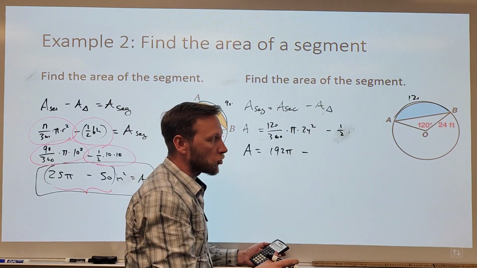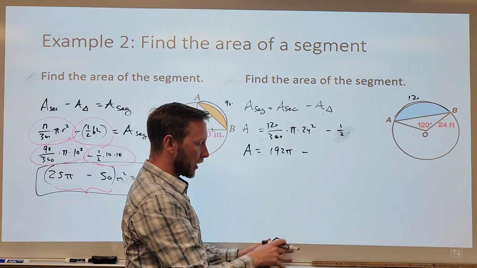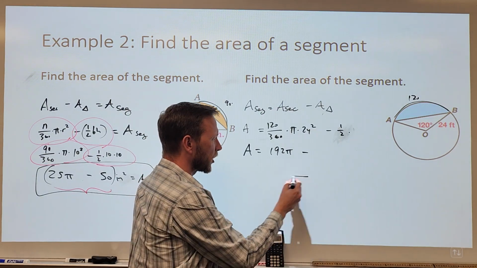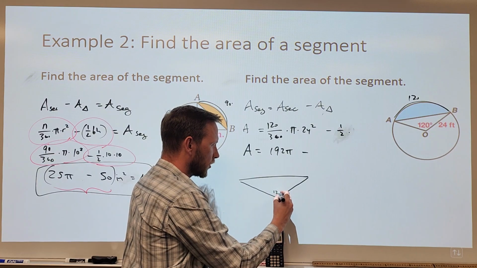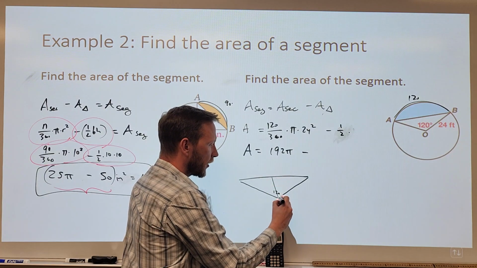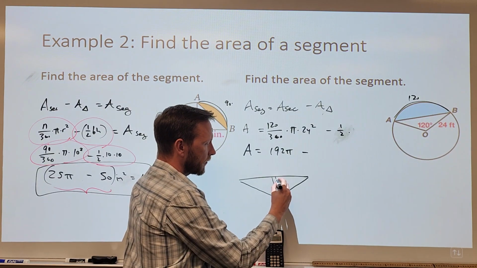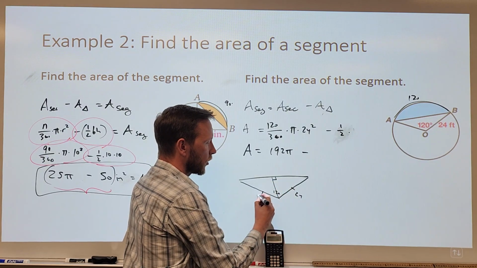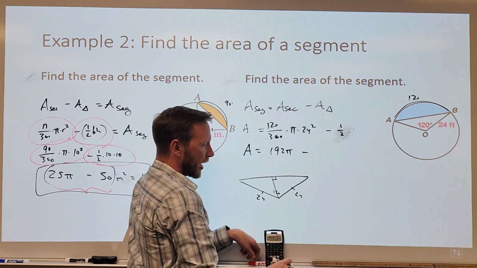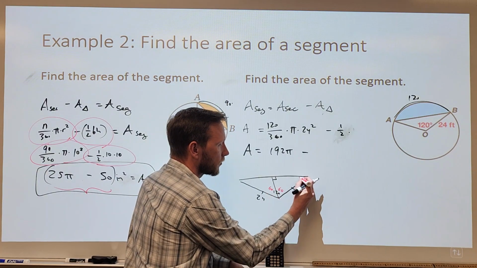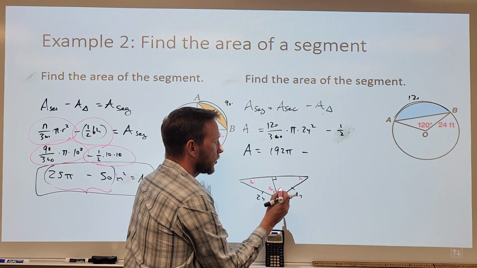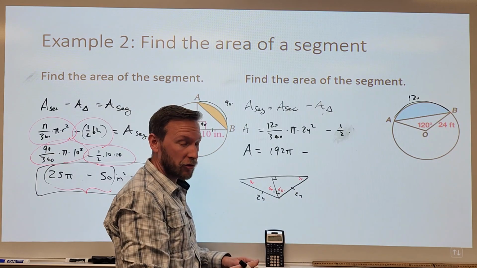For the area of our triangle, we have to recognize what's happening here. And this is maybe a tough part in our thinking, but when I have this 120 degree angle, if I want to cut that triangle in half, we've got 24 and 24. If I cut that triangle in half, I now have a 30, 60, 90 triangle. And so we're going to have to apply our 30, 60, 90 rules from last unit.